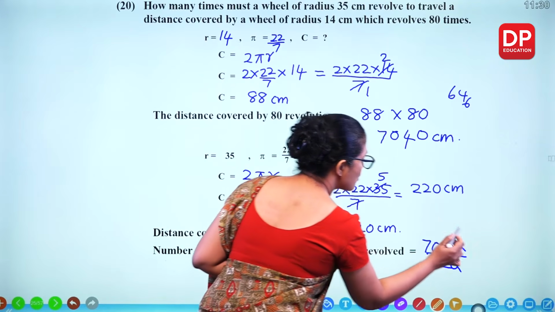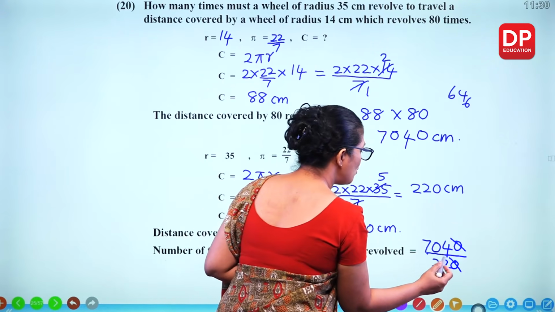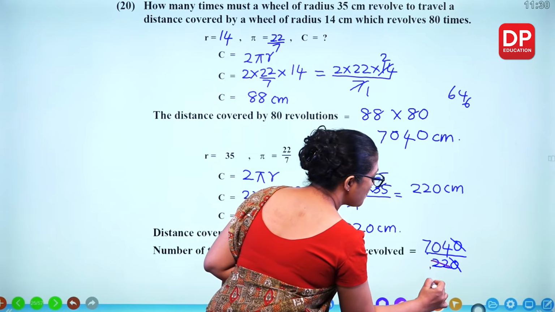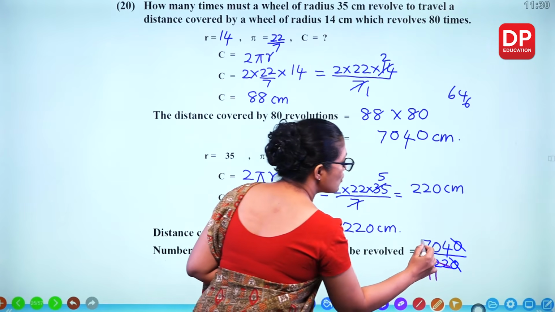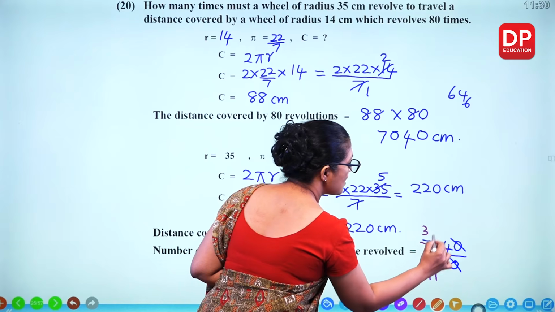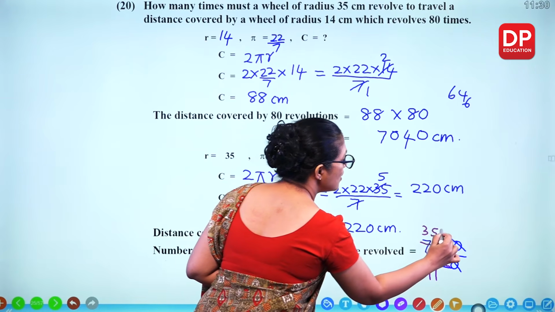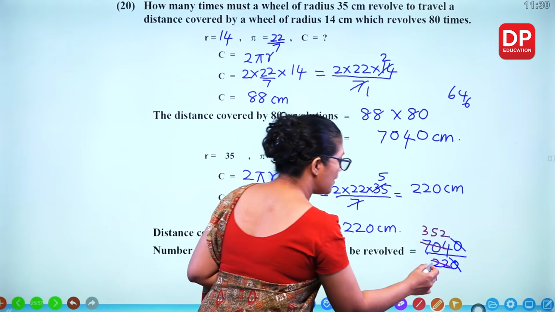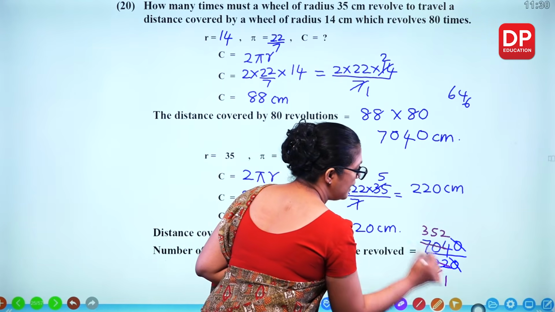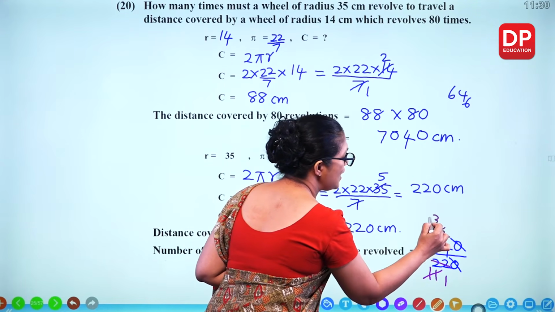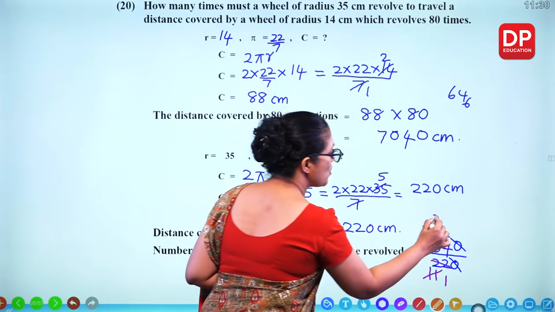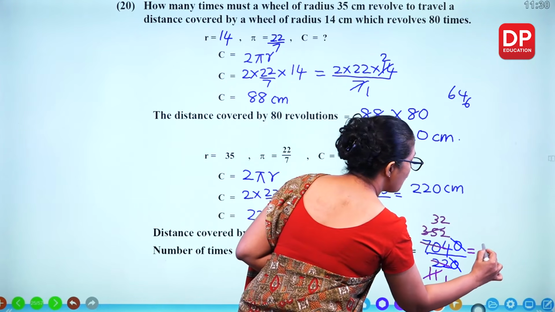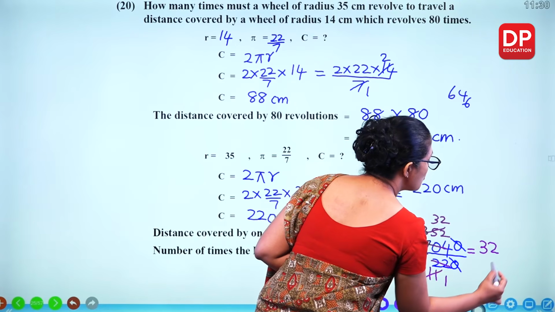0 get cancelled out. So divide by 2. 2 times 1, 11. So 2 times 3, 6. For 10, that's 5. So 2. So you can divide by 11. 11 times 1. 11 times 3, 33. 2 remaining for 22, that's 2. So how many times you need to revolve? 32 times.